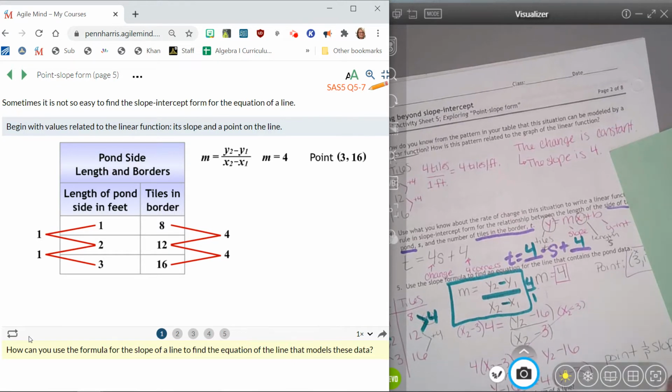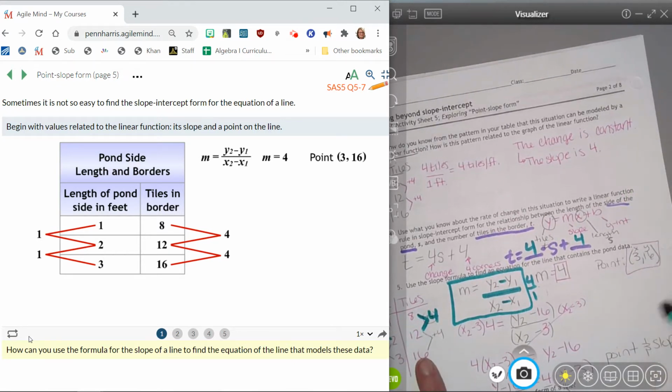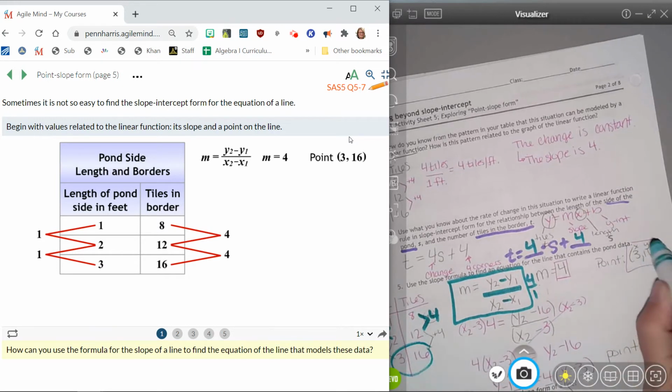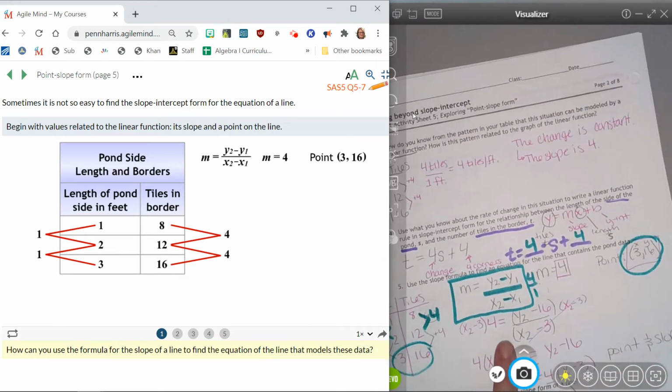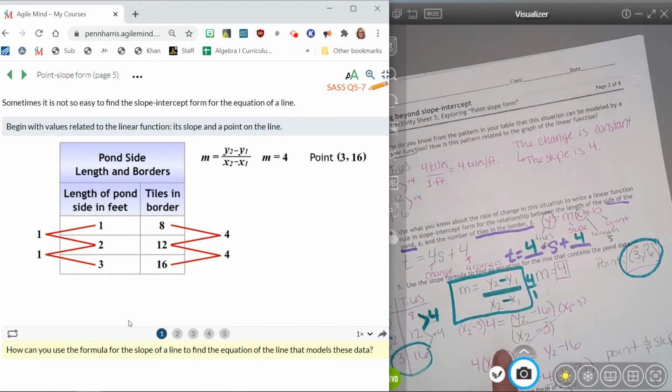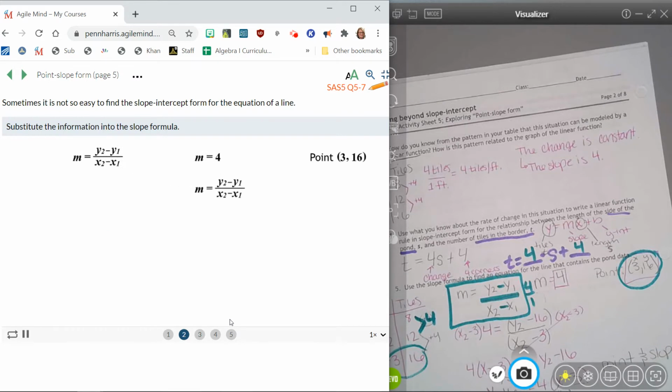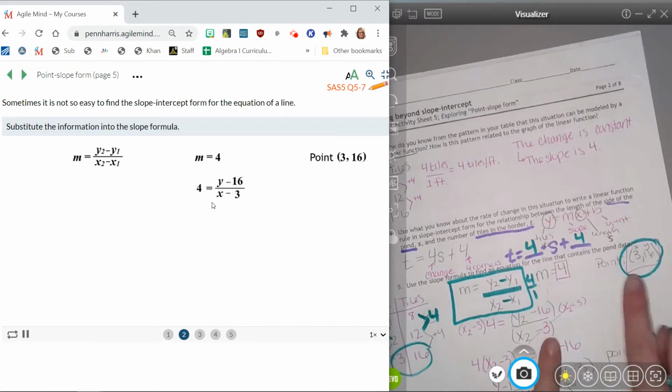Okay. They also want us to use one of the points. They chose the point 3, 16, and they got that from their table. Okay. And what we're going to do is plug this in. Let's just go ahead and watch. So they have the slope. We know that the slope equals this formula. We know the slope is 4. We know what the y and x are. So what they did was they plugged those in.